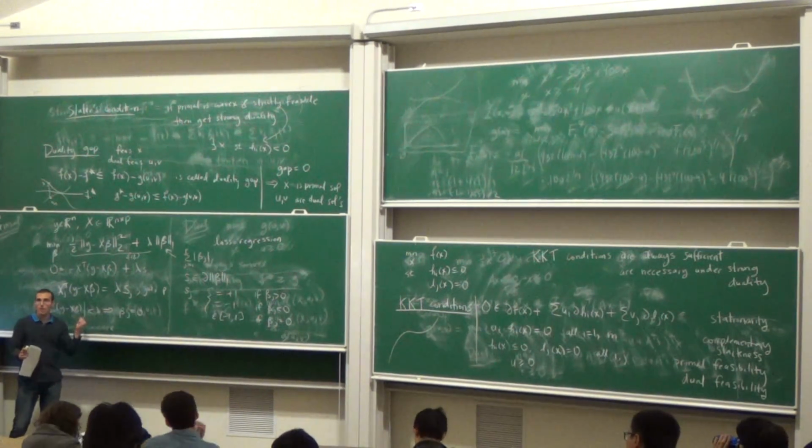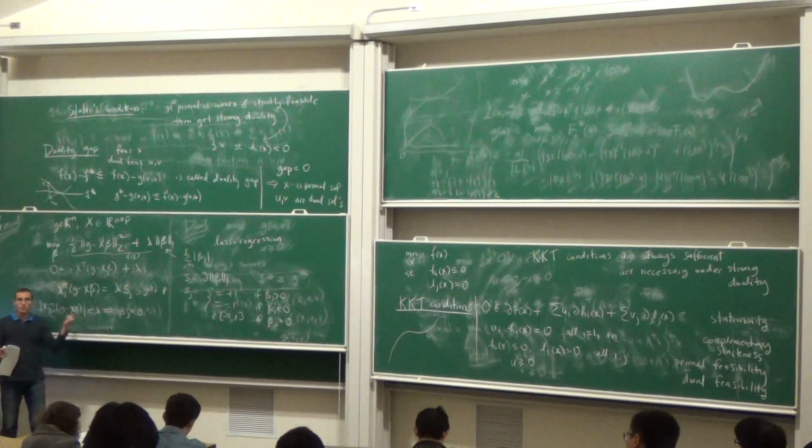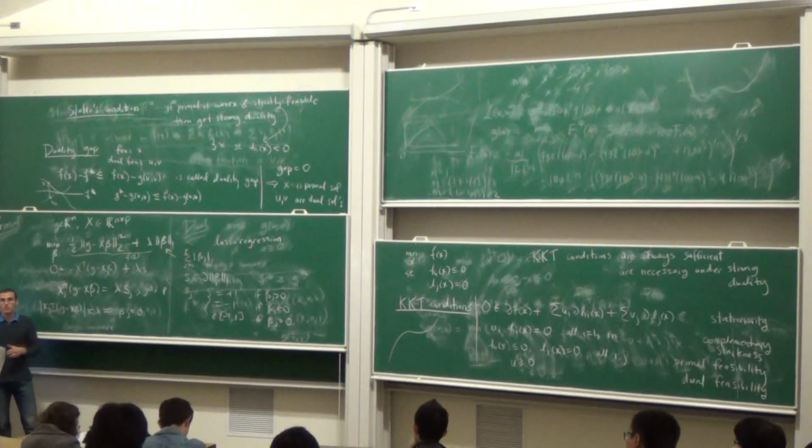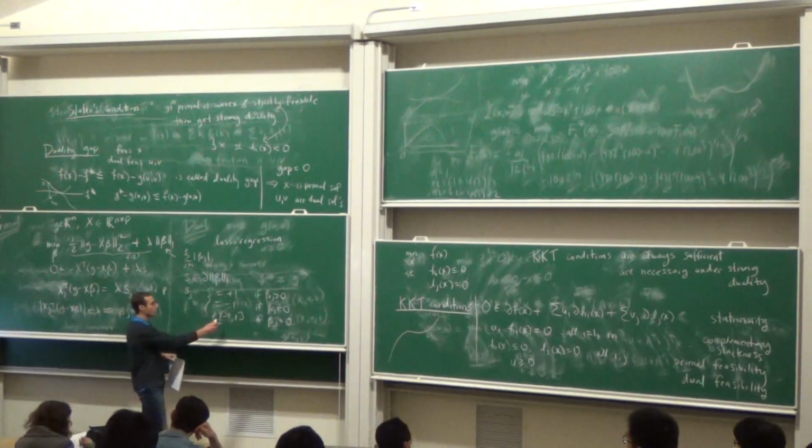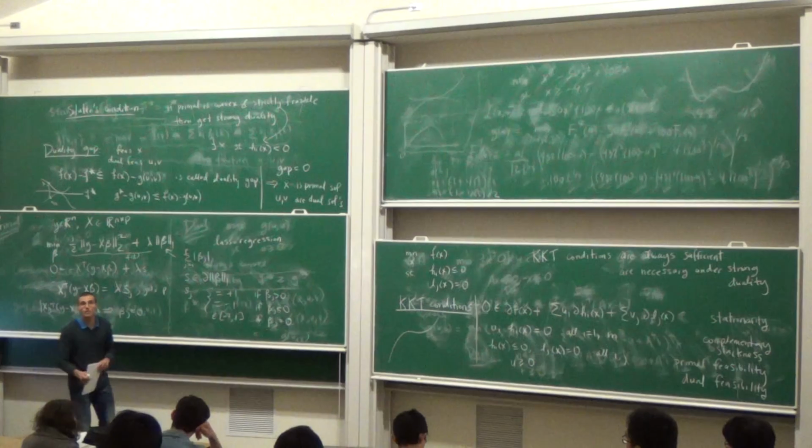How about the other direction? If beta j is 0, do I have this property? Not necessarily, right? Because if beta j is 0, it could be the case that I still choose the subgradient equal to minus 1.